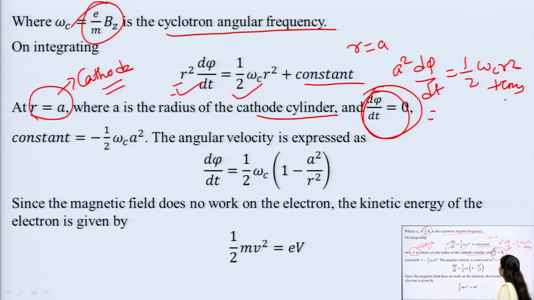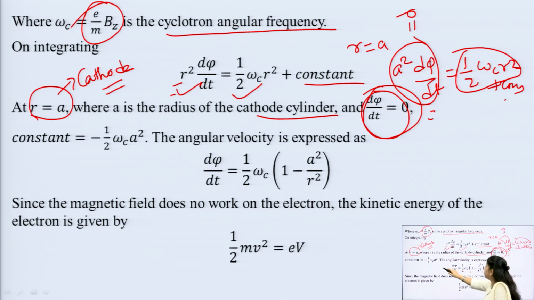So, what is the constant value? It is exactly the negative, because this whole term is equal to 0. So, the constant value is equal to minus half omega c a square, because r is replaced with a. Now, we substitute the value in this. So, we are having this.